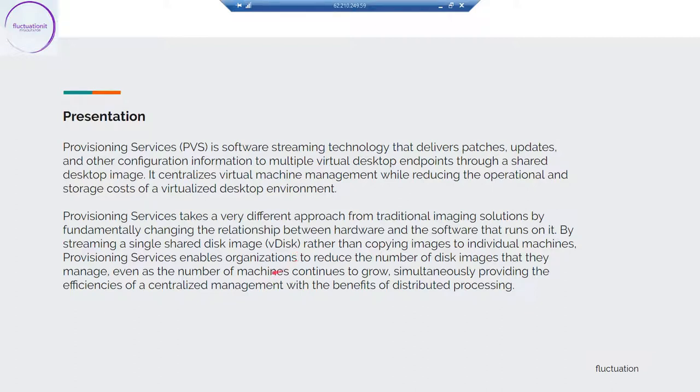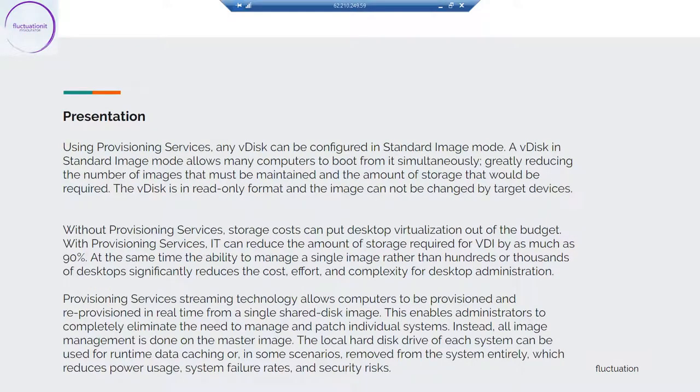Of course, this is important, even as the number of machines continues to grow, simultaneously providing the efficiency of centralized management with the benefits of distributed processing. So this is the first thing. With PVS, you really separate the hard disk that normally sits in your VM or physical laptop or desktop, and you will use only a vDisk. So this is the first thing of PVS.